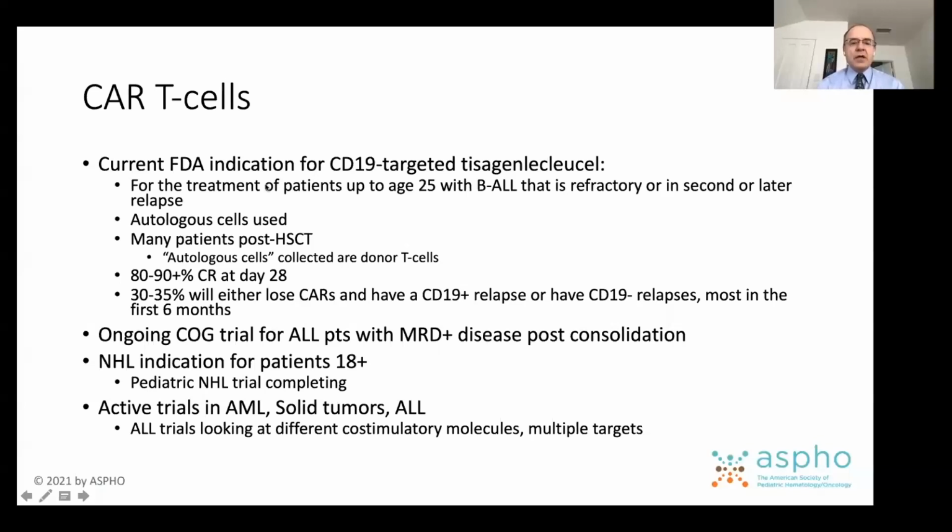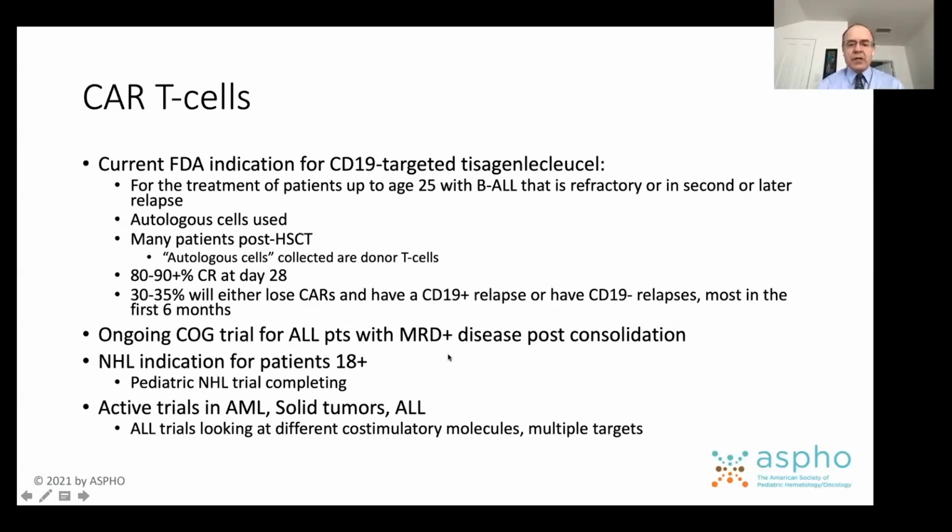The current indication from the FDA is for patients who have refractory disease or second relapse. We use autologous cells. These patients can be put into remission almost all the time with the FDA approved tisagenlecleucel, 80 to 90%. The downside to this, of course, is that 30 to 35% will lose their CARs, and another good percentage will have CD19 positive or CD19 negative relapse, which occurs in the first year.